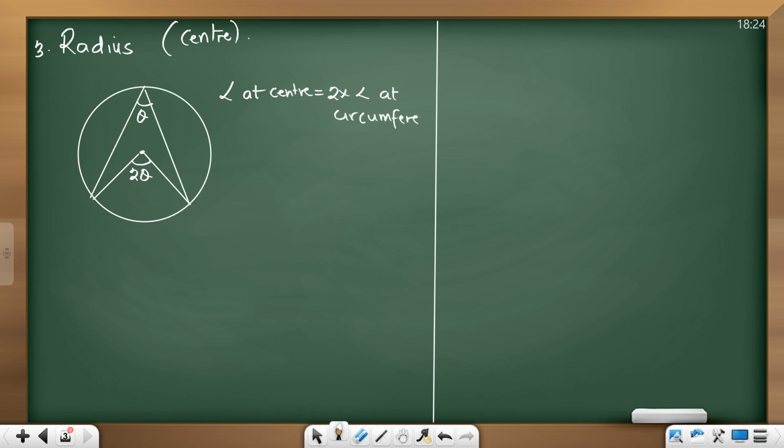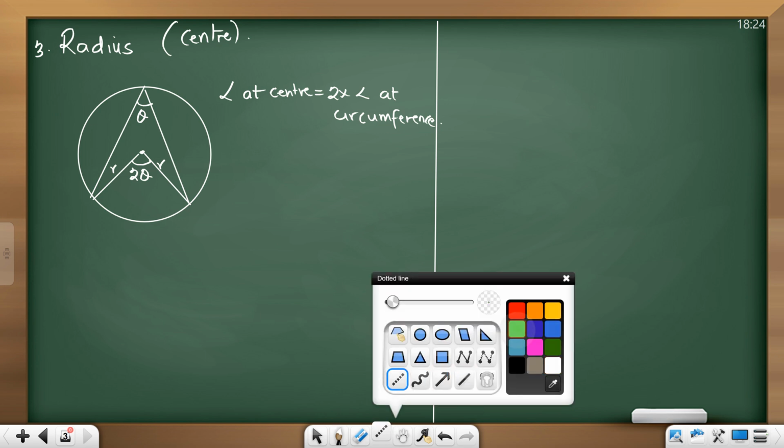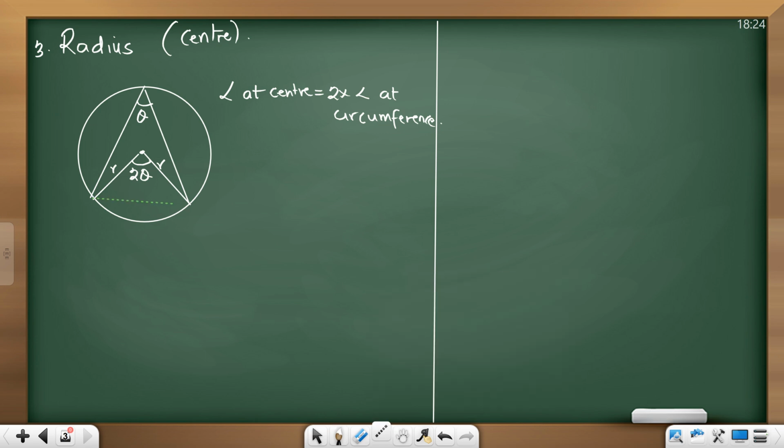Now there are 2 more things I want us to think about. There are 2 more things. This is a radius. That's a radius. Always look out for this. This one will be there. Once you see that, we form an isosceles triangle such that this angle is equal to what?